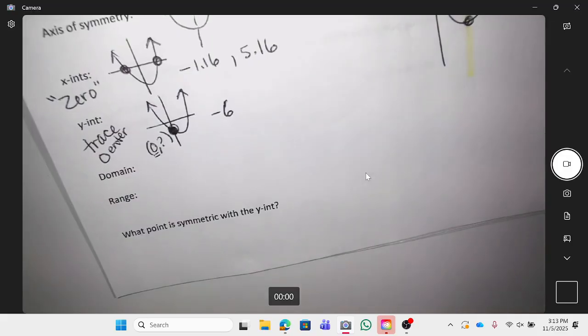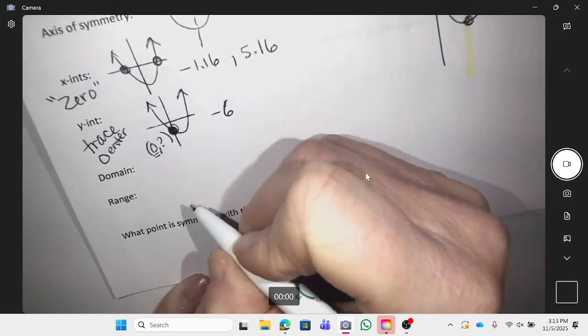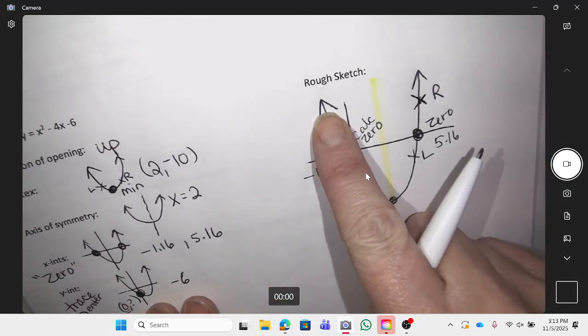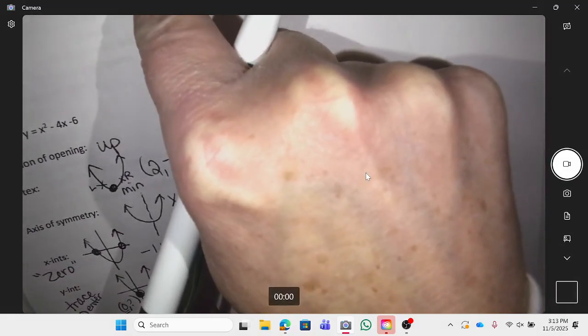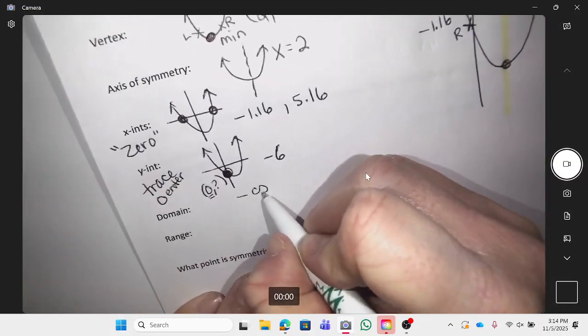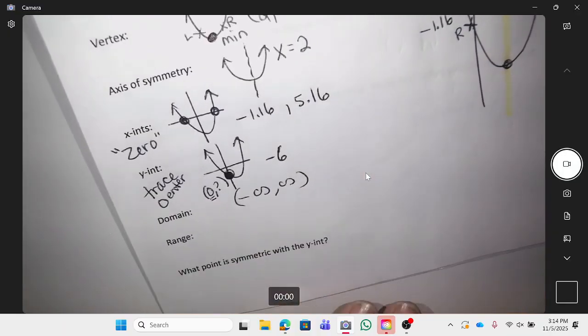All right, so now here's what we're doing next, domain. So guess how left this goes. So if you look at my graph, how left is this heading? Negative infinity. How right is it going? Positive infinity, right? It's going to keep going and going.